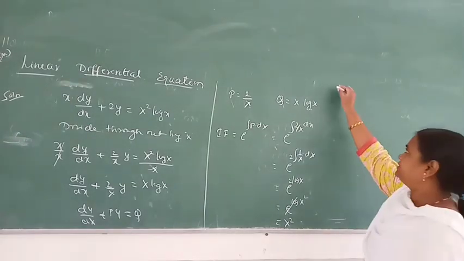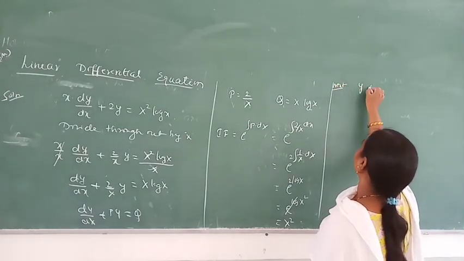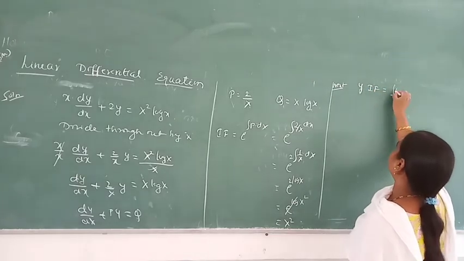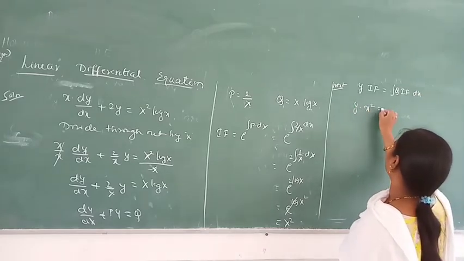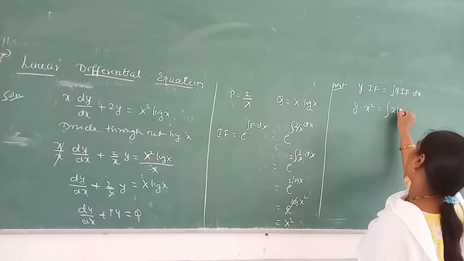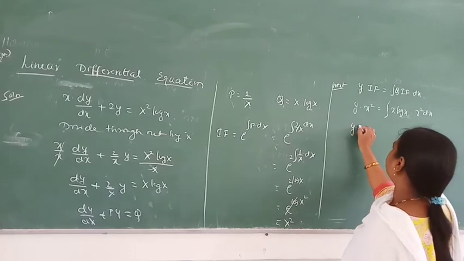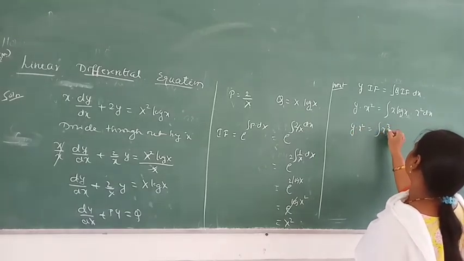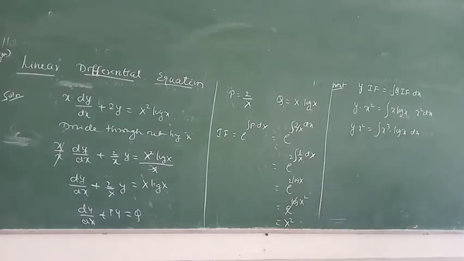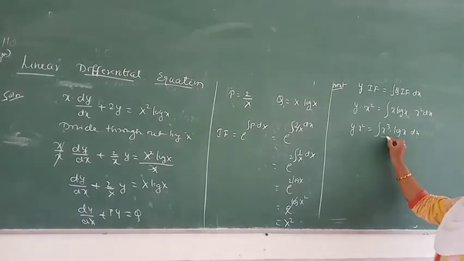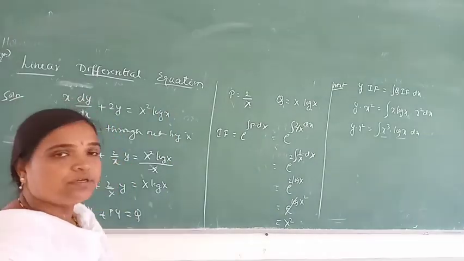Okay, and second, the general solution formula is y into IF is equal to integration of q into IF with respect to x. Y into x square equals integration of q, which is x log x, into the integrating factor x square dx, that is x cube log x dx. Correct. Which method are we using here for x cube log x dx? Integration by parts method we have to apply and calculate.